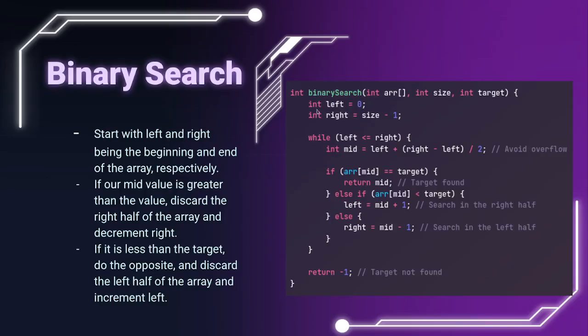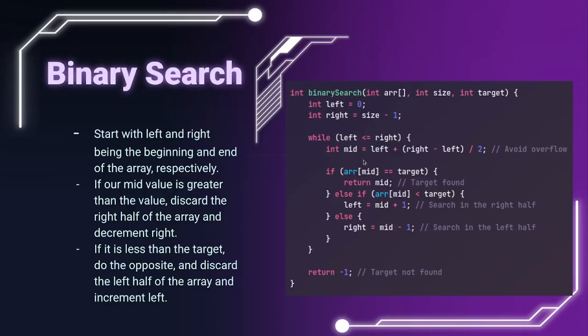So first, you have the array, you have the size of the array, and then you have the element you're searching for. You have the left, which represents the start of the array, 0, and then the right, which is size - 1. So while your left is less than or equal to your right, because remember, if the left is greater than your right, that doesn't make sense. You can't have the left of your array be after your right. That means we're done with our loop and we haven't found our element.